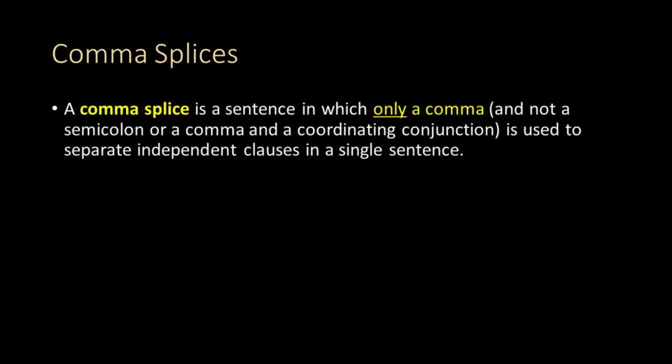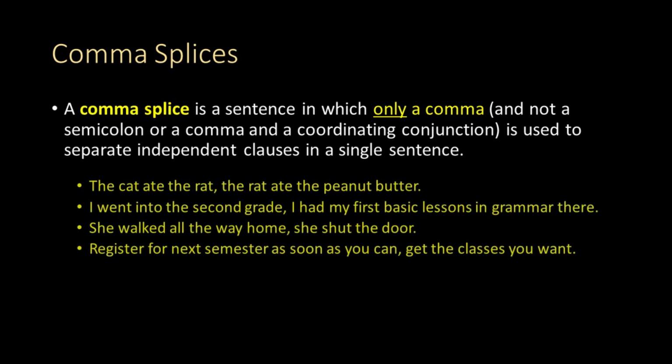A comma splice is a sentence in which only a comma and not a semicolon or a comma and a coordinating conjunction is used to separate independent clauses in a single sentence. Here are a few uncomplicated examples. The cat ate the rat, comma, the rat ate the peanut butter. I went into the 2nd grade, comma, I had my first basic lessons in grammar there. She walked all the way home, comma, she shut the door. Register for next semester as soon as you can, comma, get the classes you want.